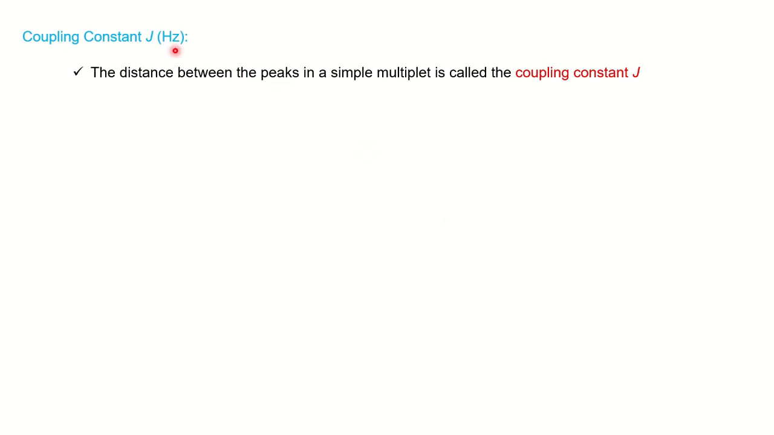definition. The unit of coupling constant is hertz and it is represented by J. So what is coupling constant? The distance between the peaks in a simple multiplet is called coupling constant. So we will see what this multiplet means.